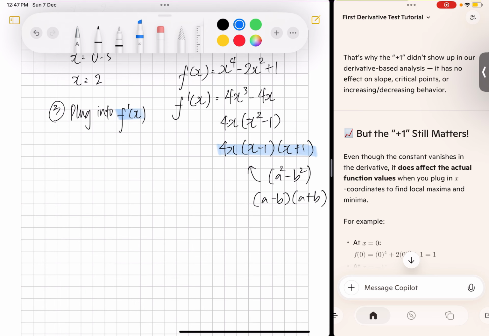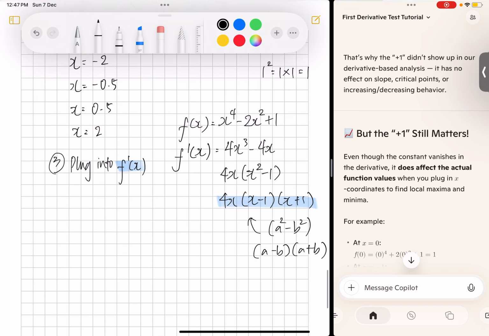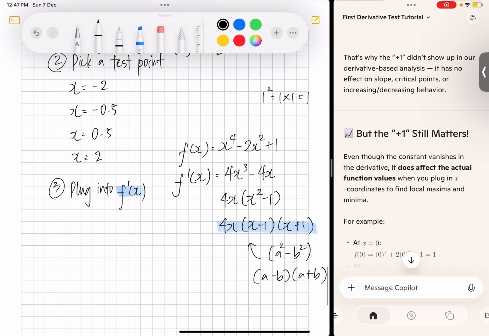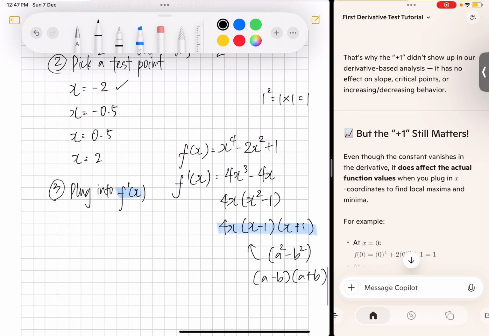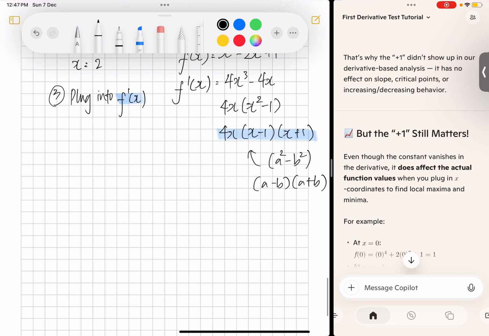Given that, we need to plug it into f'(x). This is the final format, right? So after we plug it in, we can figure out the rest. But how do we even plug it in? Let's start with x equals negative 2. We present it like this. At x equals negative 2, f derivative, remember, we need that little thing on top, f'(negative 2).